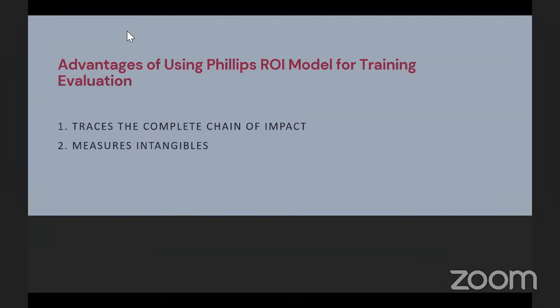It measures the intangibles. So yes, the Phillips ROI model accepts that you cannot measure certain outcomes in monetary value, and the final ROI won't represent such outcomes. So outcomes such as customer satisfaction, employee satisfaction, and team bonding are measured at this level, and that's how you can measure the intangibles as well. Next slide, please.